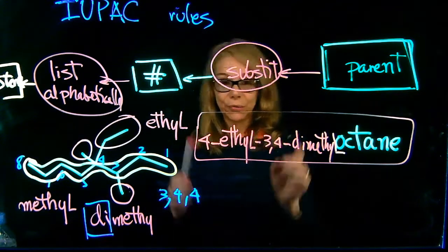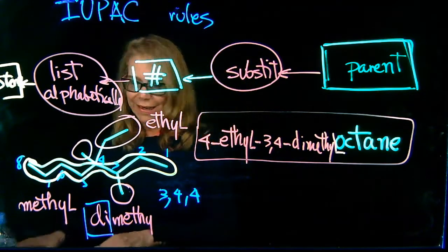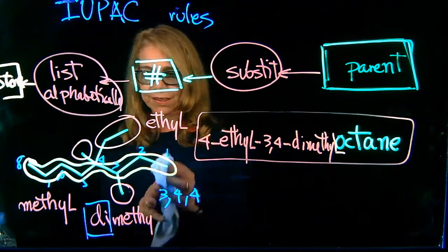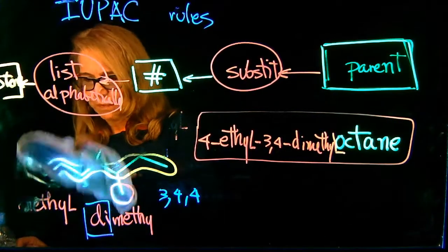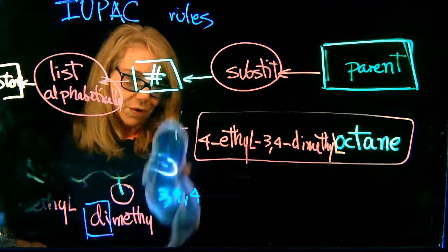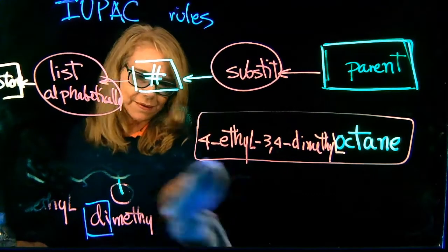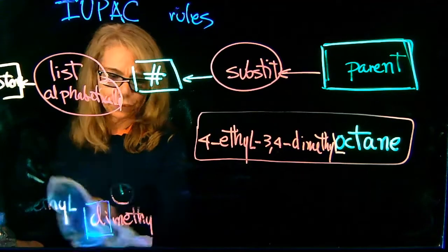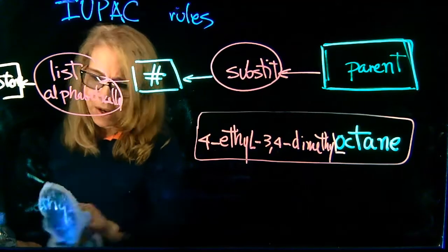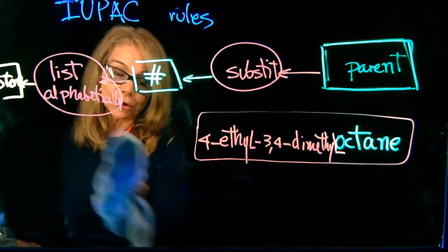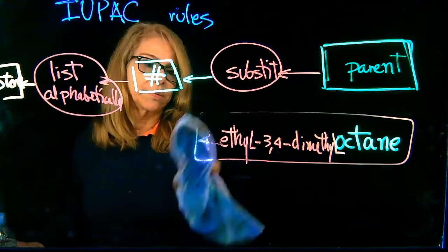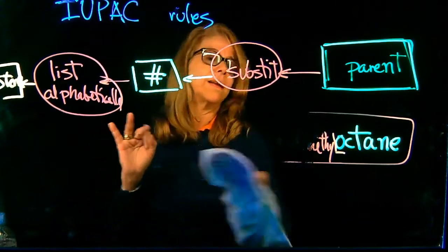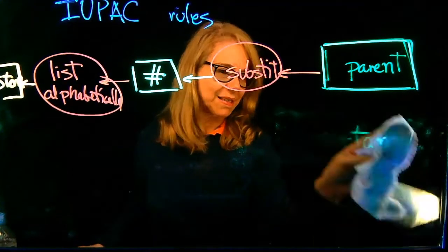So now I'm going to do another molecule, and so we're going to erase this, but we're going to leave the rules, because we're going to be following those rules always. And so remembering those rules will be important, and then next we need to learn what are the prefixes. So for the number of carbons, so meth, eth, prop, but, pent, and so on.